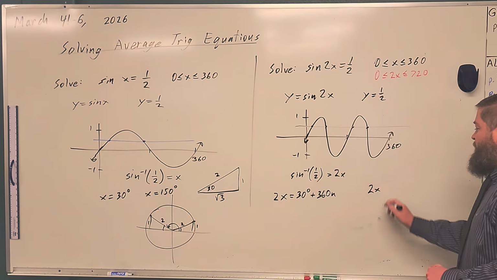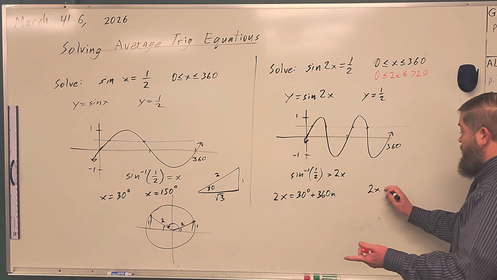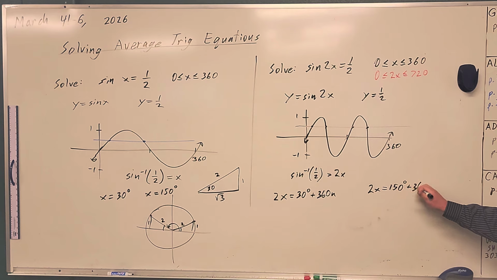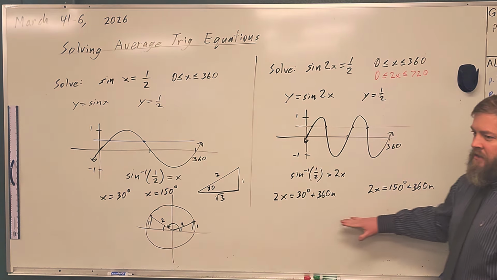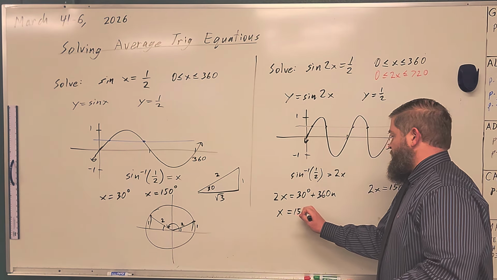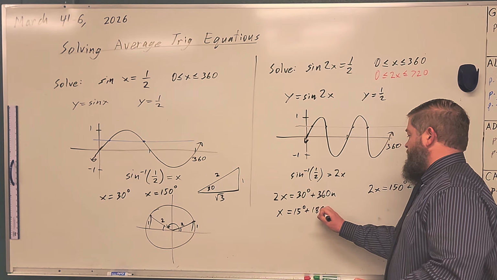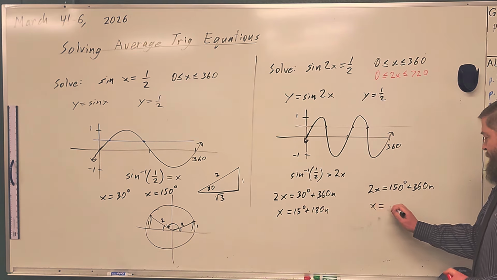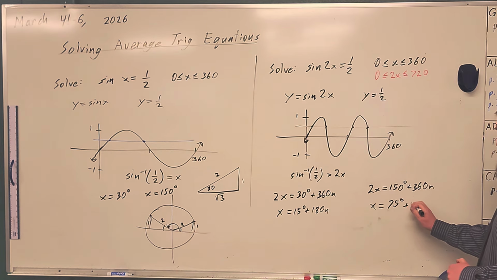So thinking about the circle again, just think about one revolution. Remember, I have another answer. That's 150. So 2x could also equal 150 plus any full rotation. Are we comfortable so far? Okay, so I'm just going to solve for x. Divide by 2. So 15 degrees plus 180 n. N is just an integer. 75 degrees plus 180 n. N is again an integer.